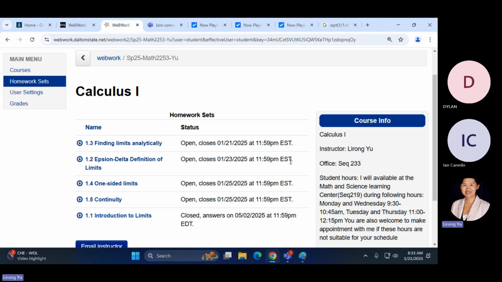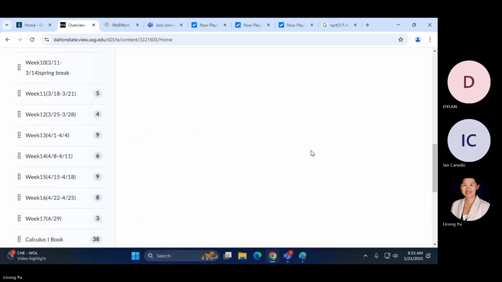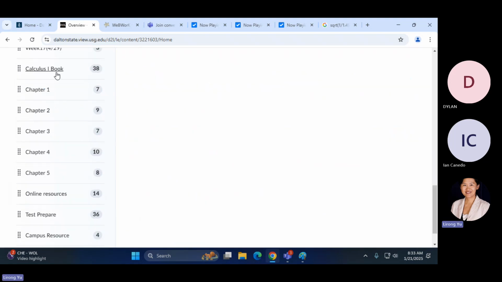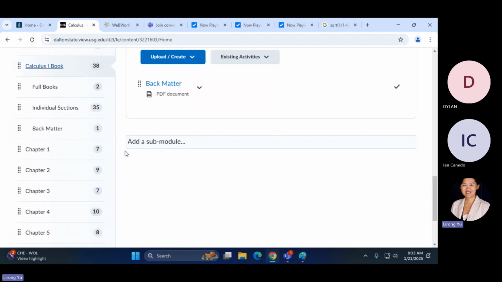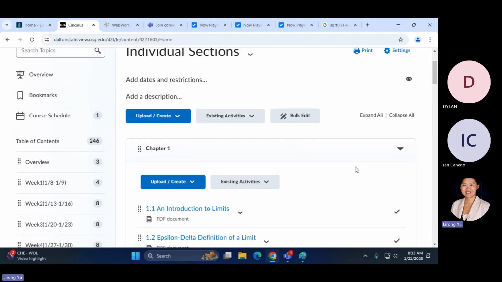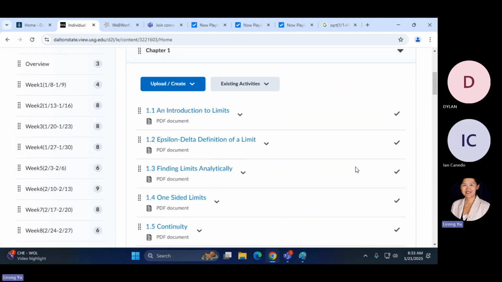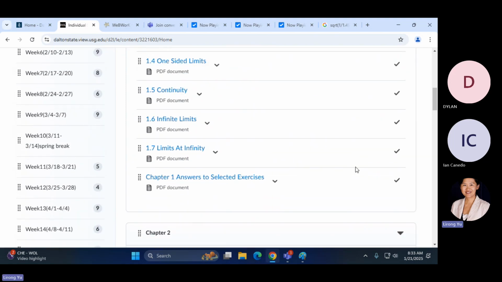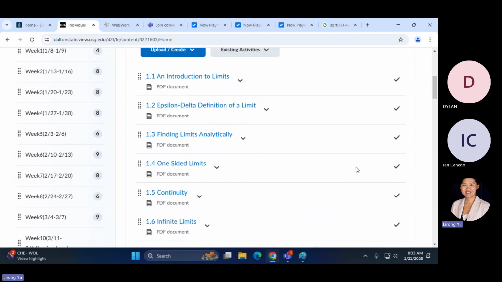As you can see, this is pretty much all the sections in chapter 1. We'll try to go over all the sections before we have test 1. Test 1 will cover chapter 1, which is mainly about limits. We went over the first section.